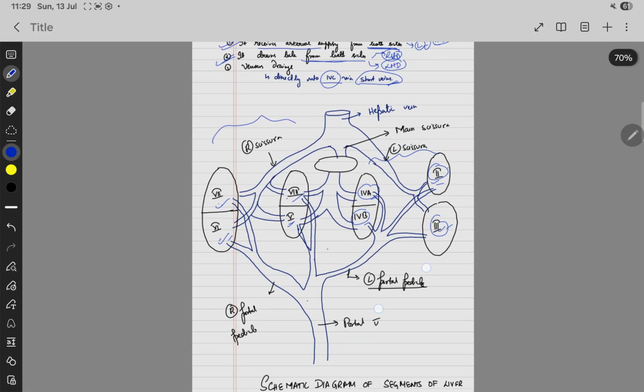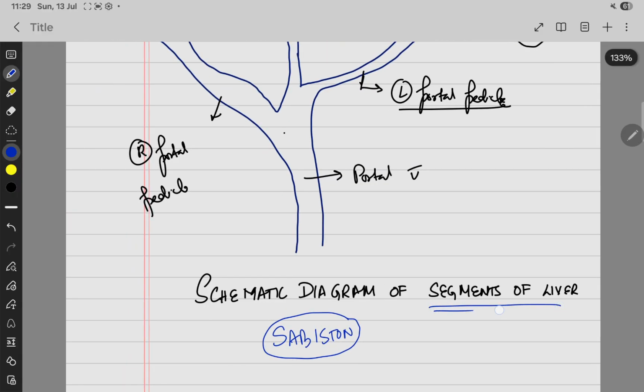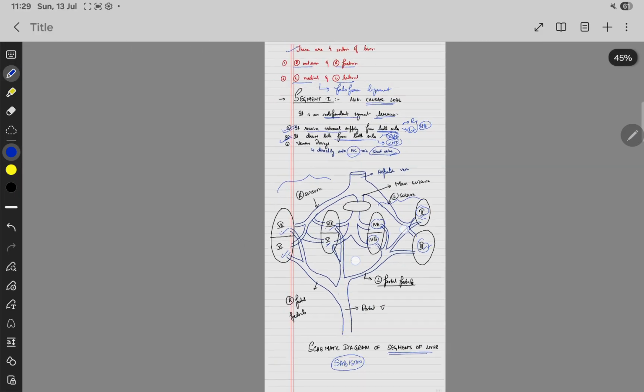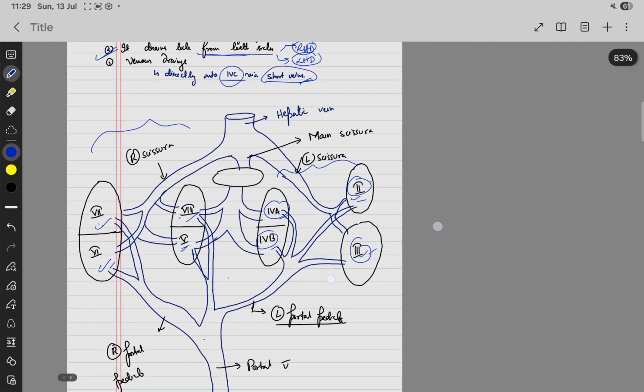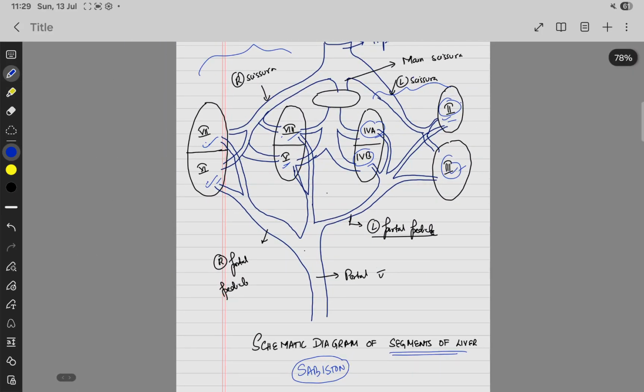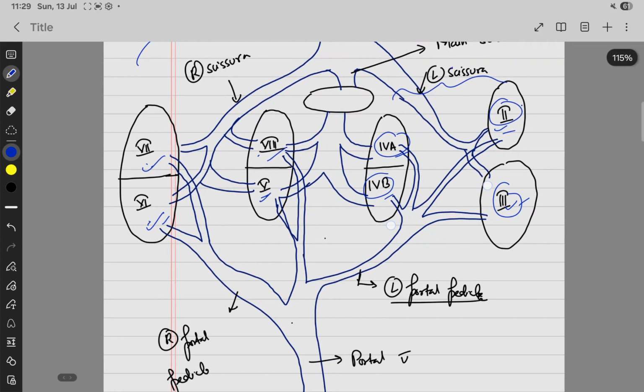So now we'll see the schematic diagram of the segments of the liver, how it actually divides. This is just a simplified diagram that I made for your understanding. This is the actual diagram that is given in Sabiston. But don't worry, I'll make you understand. Wait a little, so we'll see.